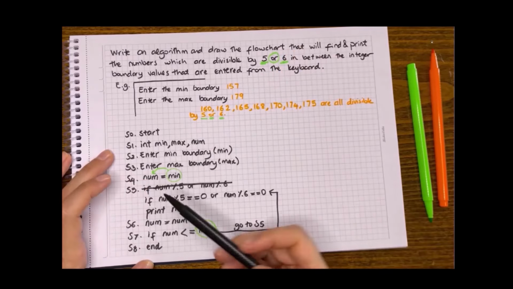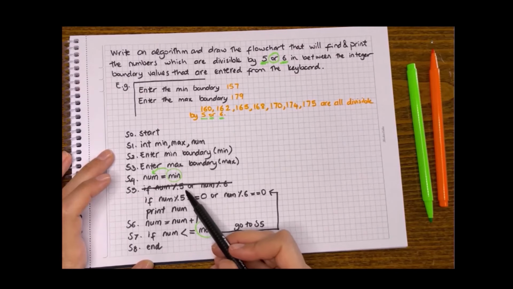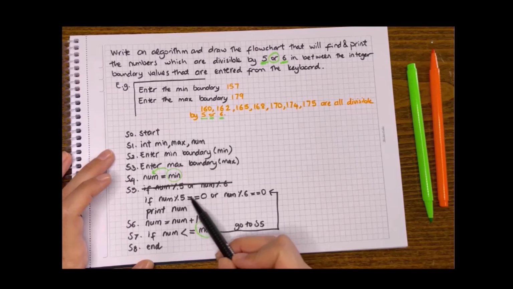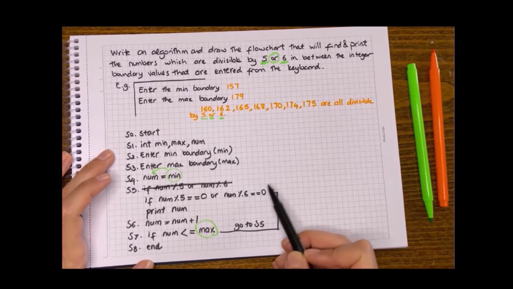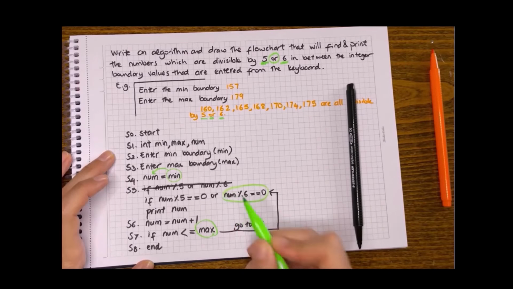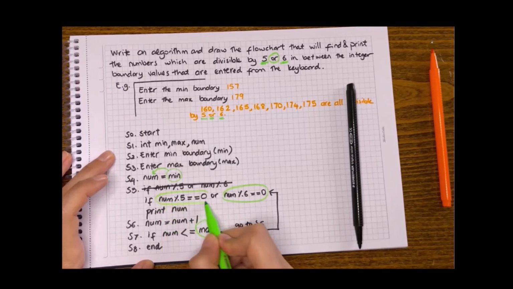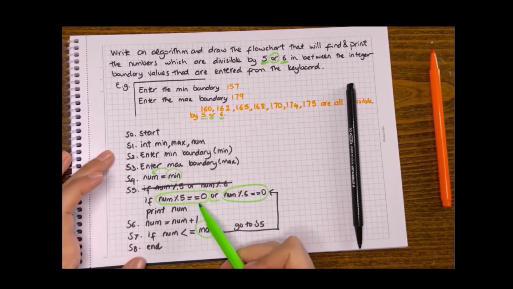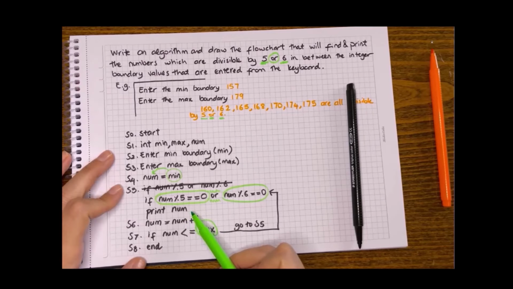Then we say that number is divisible by 5, but I said that this is wrong. You have to write the equal to 0 in here, which means that numbers are divisible by 6, numbers are divisible by 5, and we combine it with OR. And if this is the case, we print the number. And after that, we want to reach the maximum one. That's why we increase the number by 1.